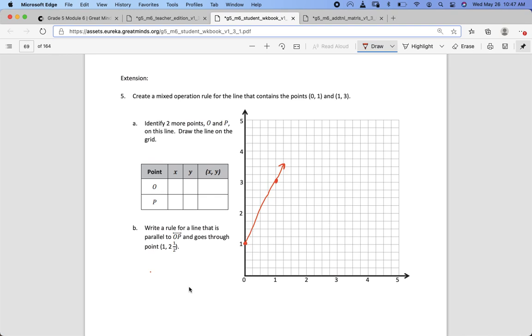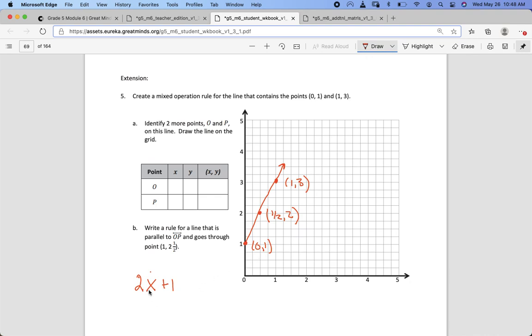Okay, so that is 0, 1, and this is 1, 3. Let's see. Okay, so if that was a half and 2, we could say x times 2 minus 1. Nope, that doesn't work. Plus 1.